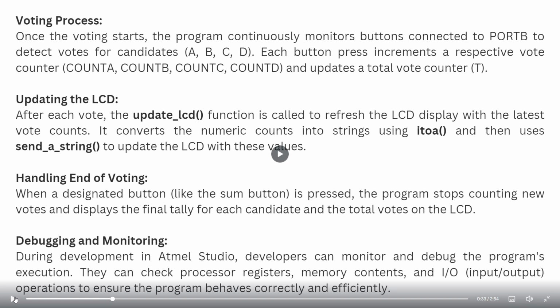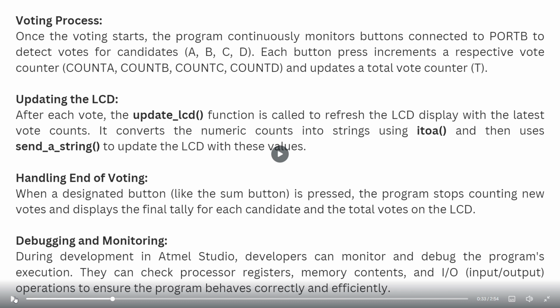And the next one is the voting process. When the voting starts, the program will continuously monitor the buttons connected and detect the votes for candidates. Each button press will increment a respective vote counter, which are count A, count B, count C, and count D, and it will update a total vote counter, which is T. After each vote, the update LCD function is called to refresh the LCD display with the latest vote counts.